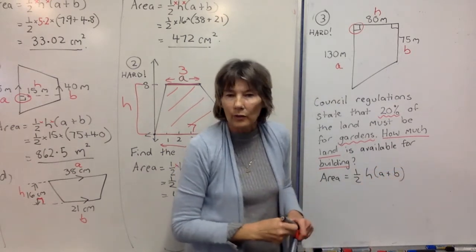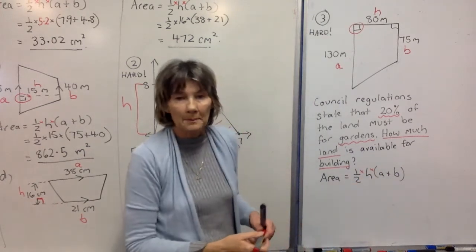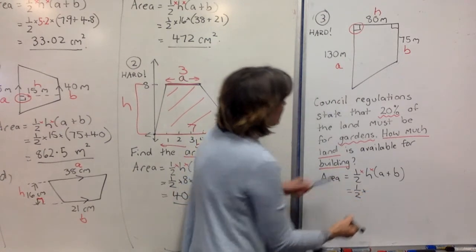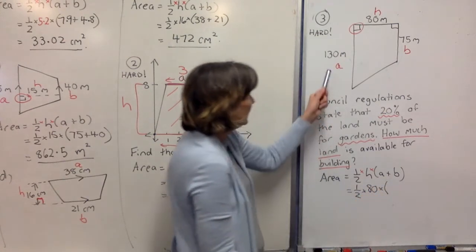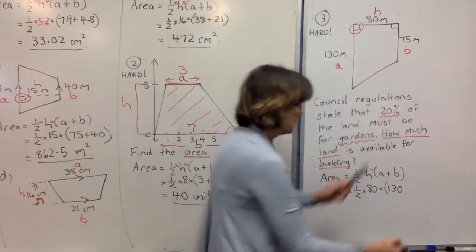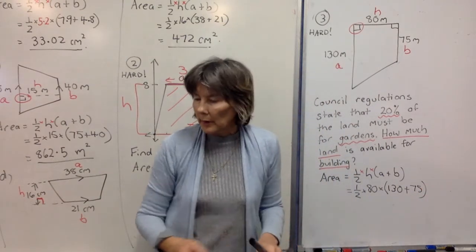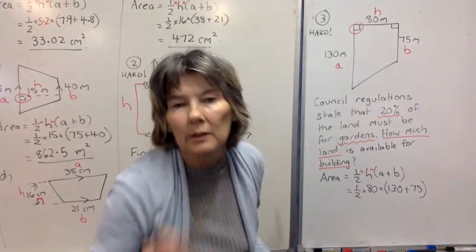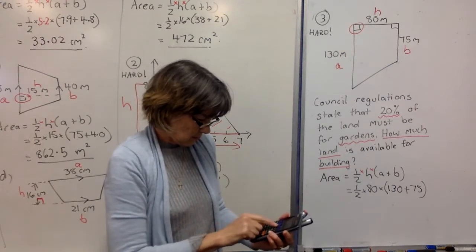In year 8 you learn the formula to look like that, which is why I write it like that to start with. And then I put the times signs down. So we're going to put our numbers in. Our H is 80, times, open bracket, 130 for one parallel side and 75 for my other one, close the bracket. So we're all going to go to our calculators and work that out, and you know how to do that, so I'm not going to do that on the screen for you. I'm just going to do it here.